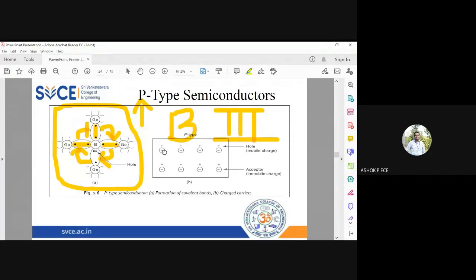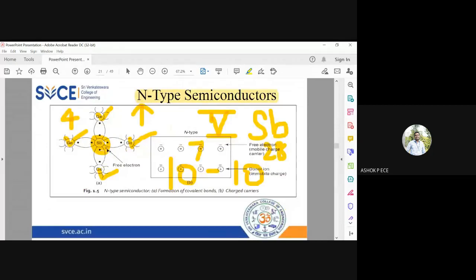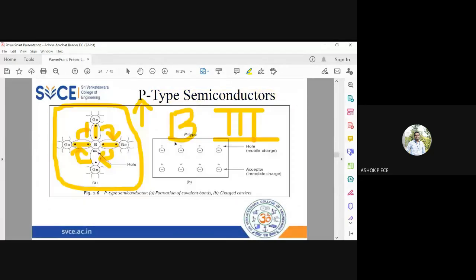Okay, the same diagram, if you see the pentavalent, one electron is in excess, but here one electron is in short. So to make this bond stable, the adjacent electron will try to come to this position. When this bond is stable, this becomes weak. And here, loss of electron is going to be a hole. So in this way, we generate more number of holes.